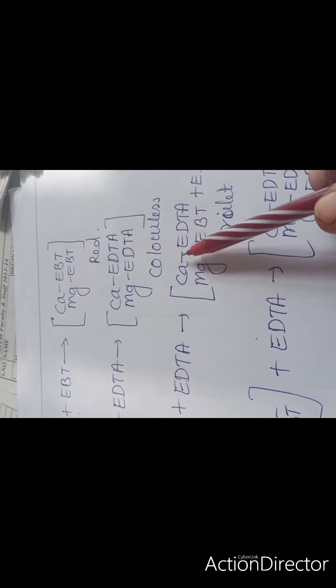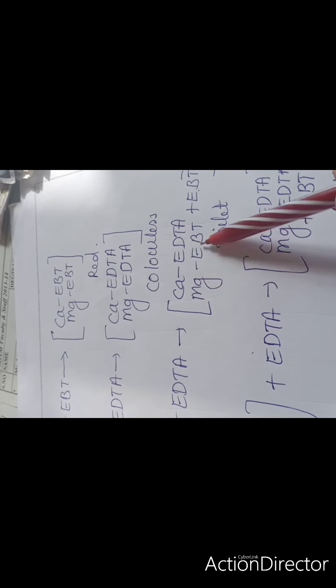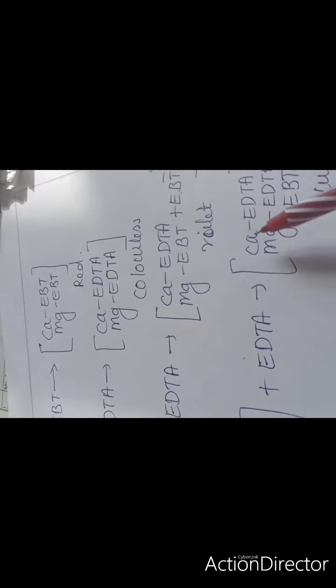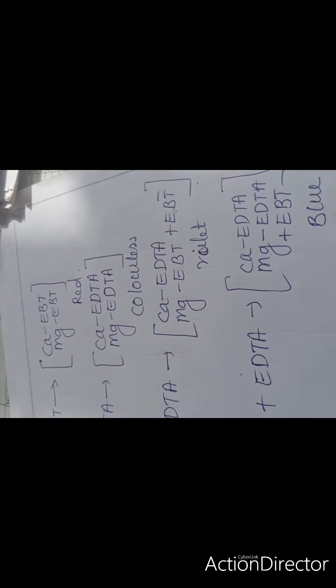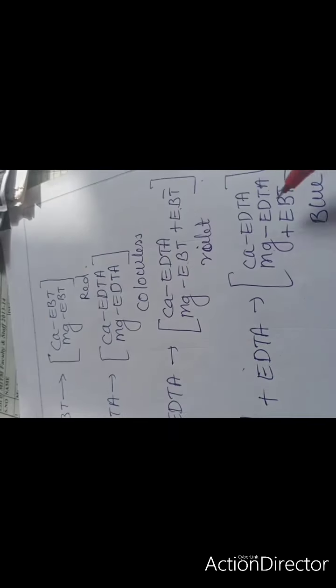So you will get a situation in which one of the EBT is replaced by EDTA, and one EBT is still there as a complex. So that will be the violet color. This is the near end point. On adding an extra drop of that, it will break this complex also, and finally you will get calcium magnesium EDTA complex, and EBT is in free form, so you will get a blue color. So this is the end point, that is from wine red to blue color.